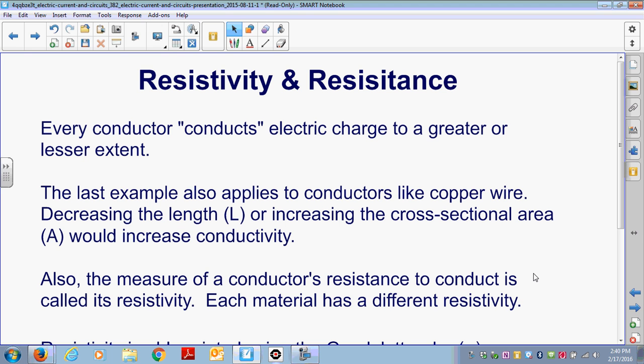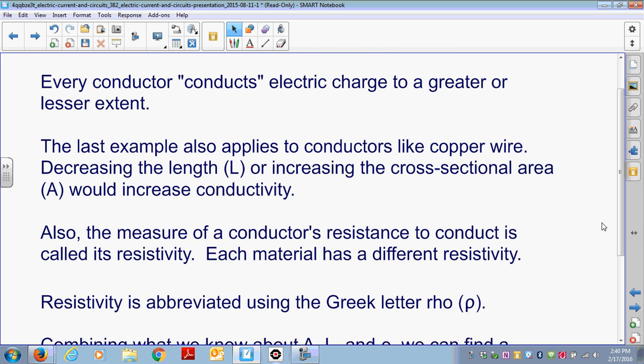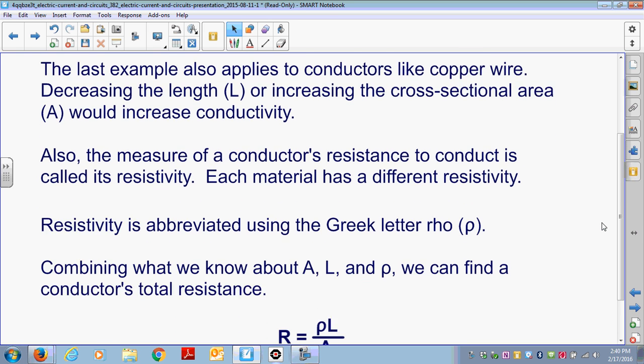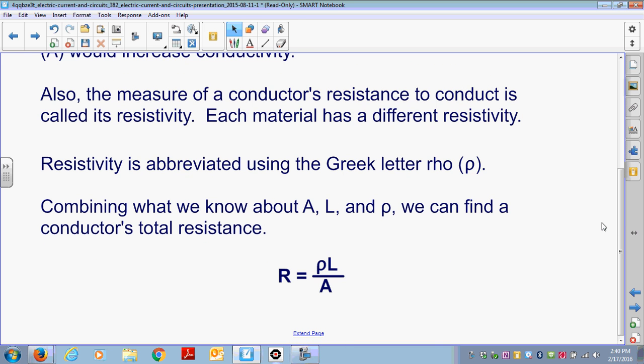Every conductor conducts electric charge to a greater or lesser extent. The last example also applies to conductors like copper wire. Decreasing the length or increasing the cross-sectional area would increase conductivity. Also, the measure of a conductor's resistance to conduct is called its resistivity. Each material has a different resistivity. Resistivity is abbreviated by using the Greek letter rho. Combining what we know about the area, the length, and the resistivity, we can find a conductor's total resistance.